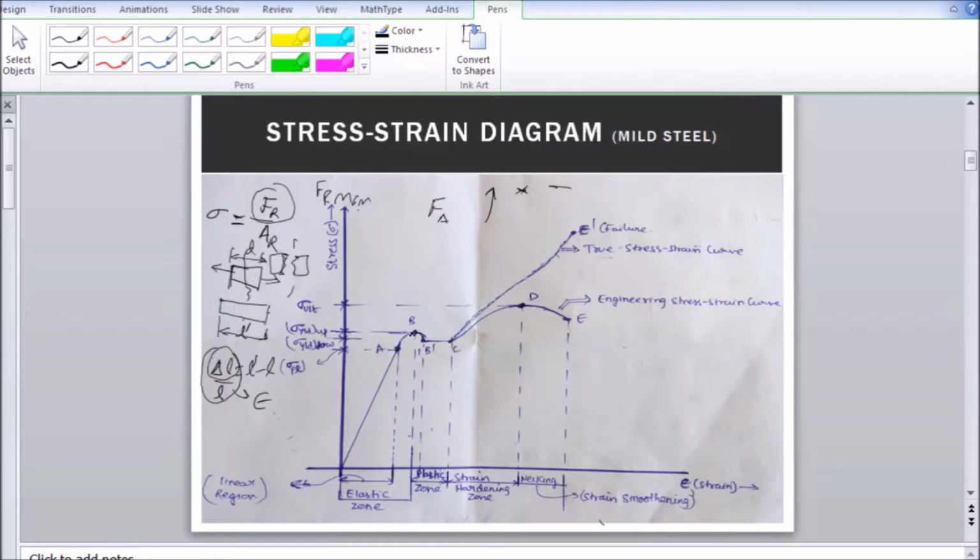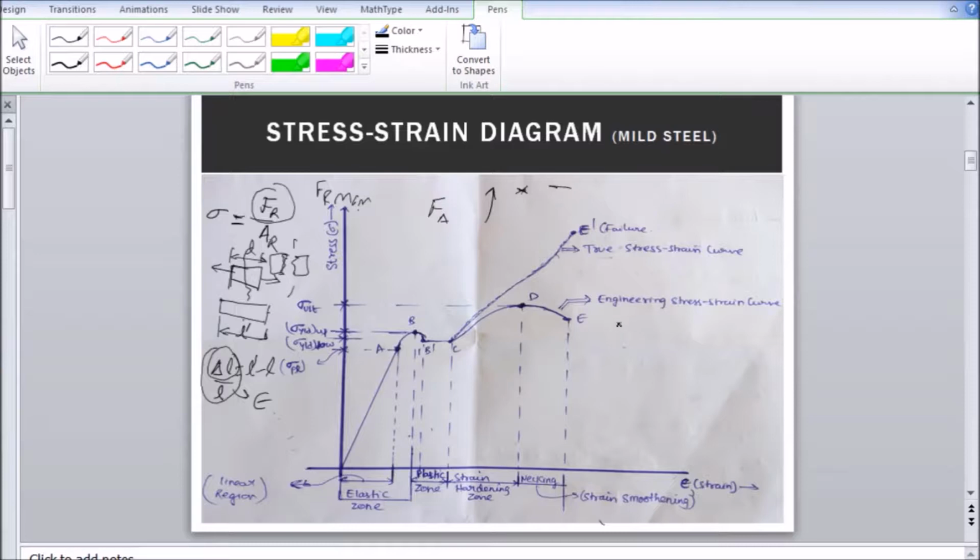This is the solid curve, which we generally treat as the stress strain curve for mild steel, and this curve is actually called the engineering stress strain curve. This is not the true one. There is a true stress strain curve which deviates considerably from a certain point. What is this? I will tell you just now.